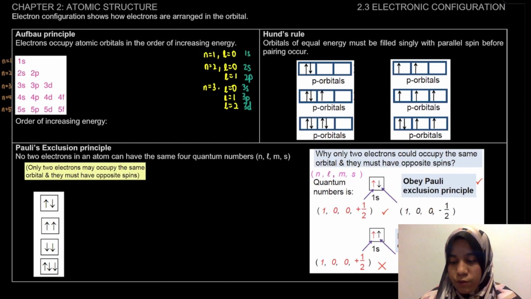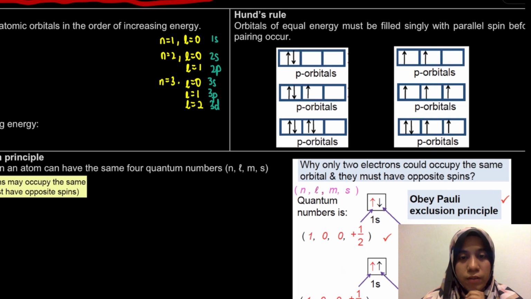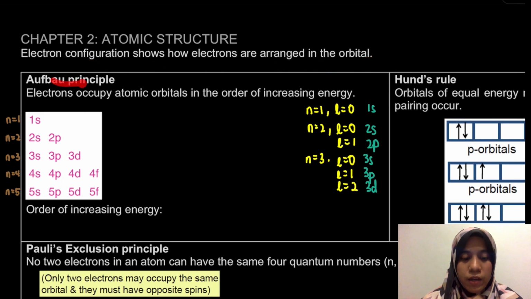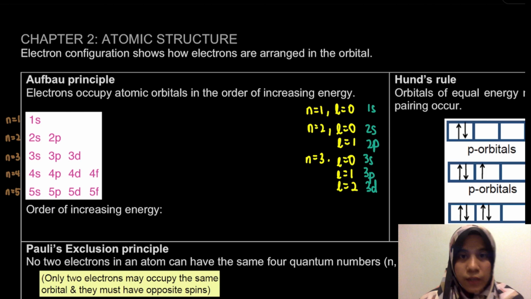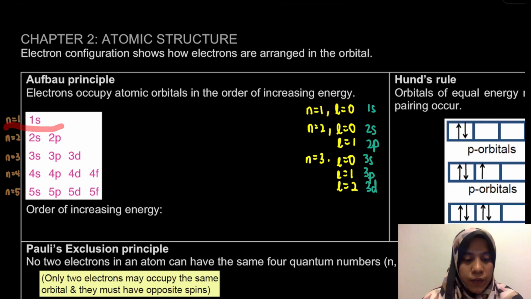So let's look at your notes on page 18. Here I mentioned electron configuration shows how electrons are arranged in the orbitals. The first rule that we're going to learn is the Aufbau principle. This part you have to write down as well. So how do I get here? Remember that when n equal to 1, l can only be equal to 0, so 1s. So here when n equal to 1, the possibility is only 1s.